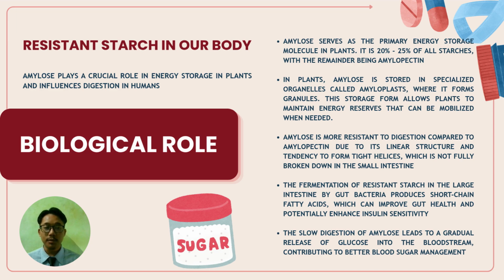Amylose serves as the primary energy storage in plants. Amylose makes up 20 to 25% of starch in plants, with the remainder being amylopectin. In plants, amylose is stored in specialized organelles called amyloplasts, where it forms granules. These storage forms allow plants to maintain energy reserves that can be mobilized when needed. Amylose is more resistant to digestion compared to amylopectin due to its linear structure and tendency to form tight helices, which is not fully broken down in the small intestine.